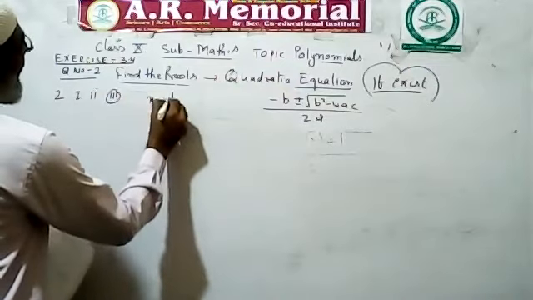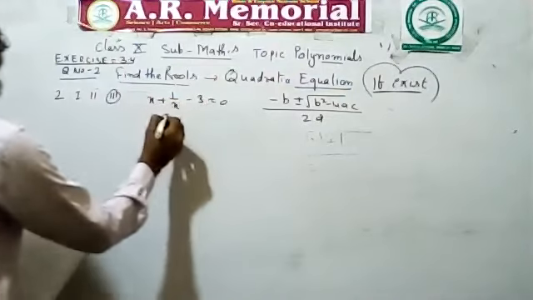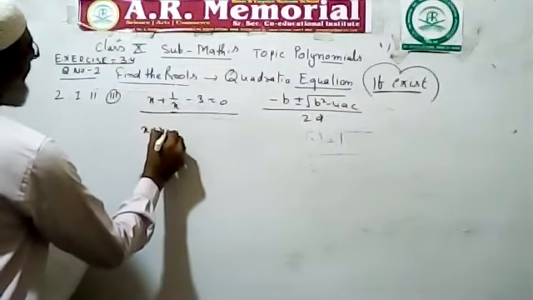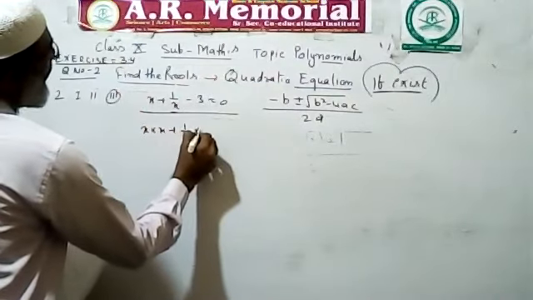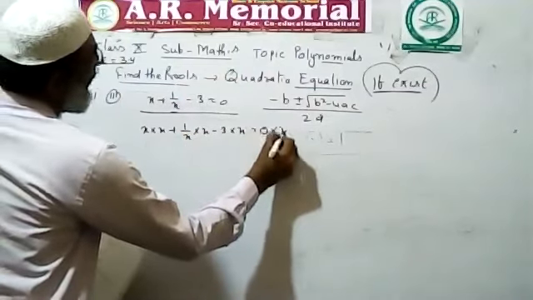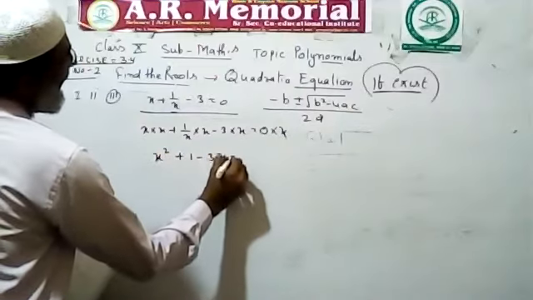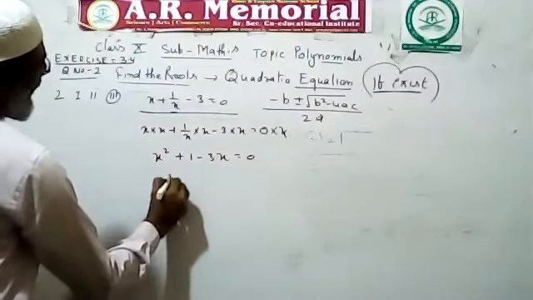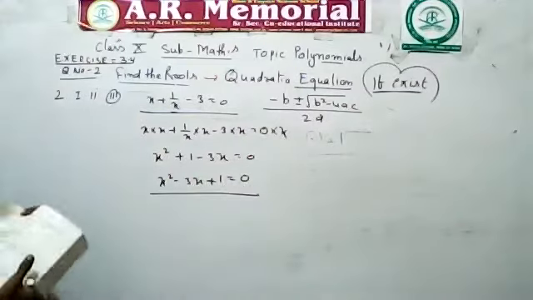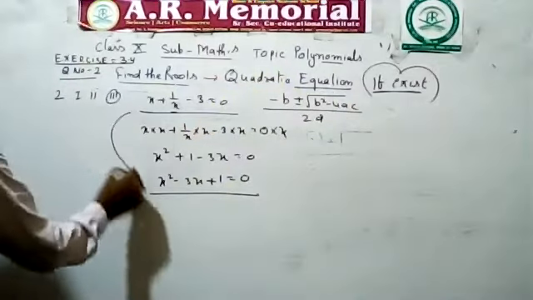x + 1/x - 3 = 0. Multiply all the numbers by x: x into 1/x, x into (x - 3), and 0 into x. So x square plus 1 minus 3x equals 0. Write it down as x square minus 3x plus 1 equals 0. Now put the values in the discriminant and do it. This is the simplest form.